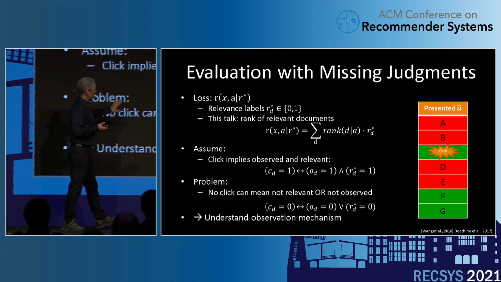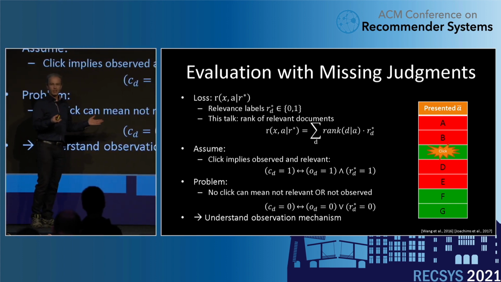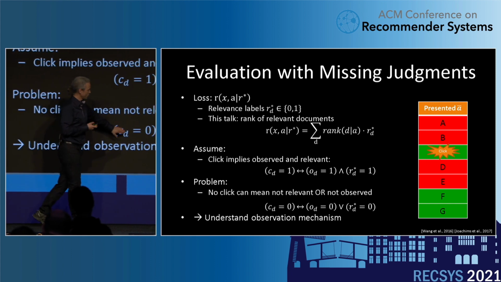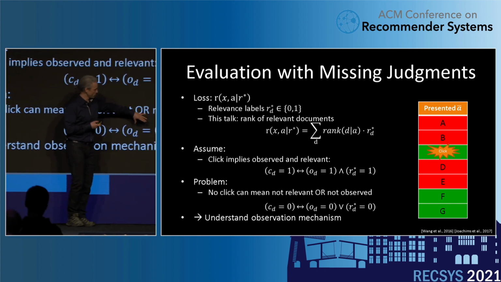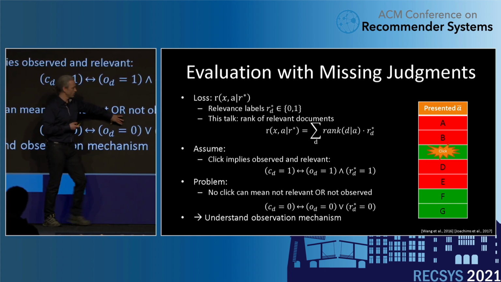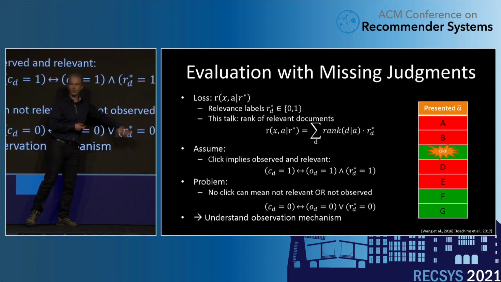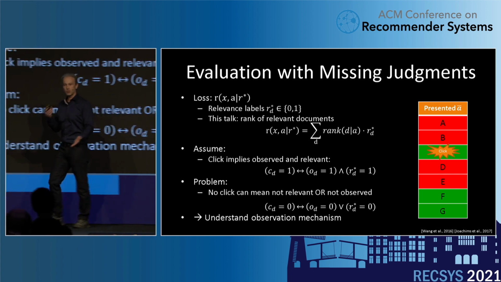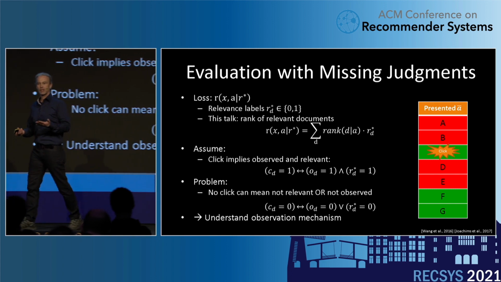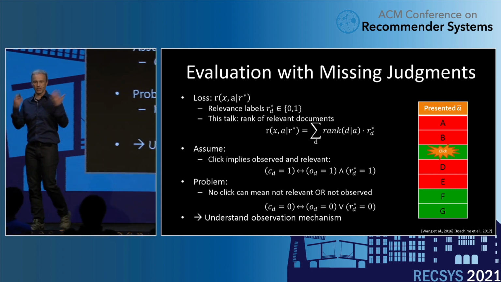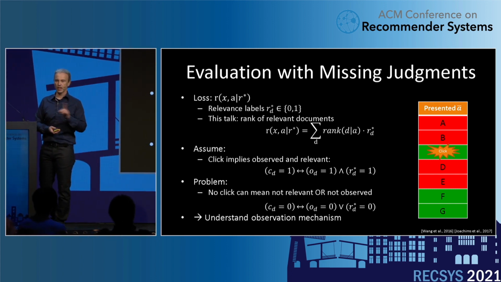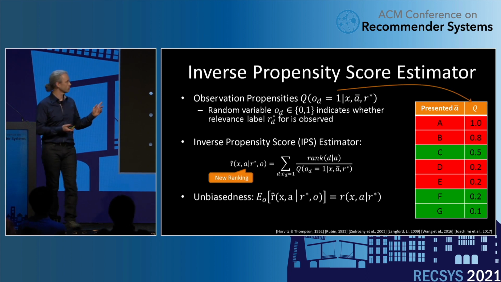But what does a no-click mean? No-click is ambiguous, right? If you don't see a click, it could be either that the user didn't see it or that the user didn't find it relevant, and we don't know which one it is, right? We need to tease these two apart. And deterministically, we can't tease them apart. We can't look into the user's head. But stochastically, we can, using the same tricks of IPS weighting as before.